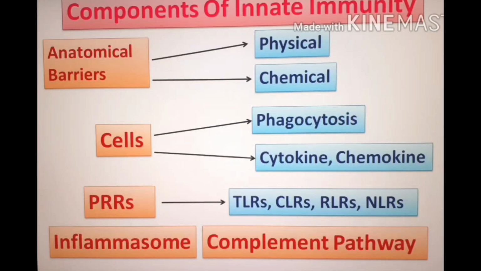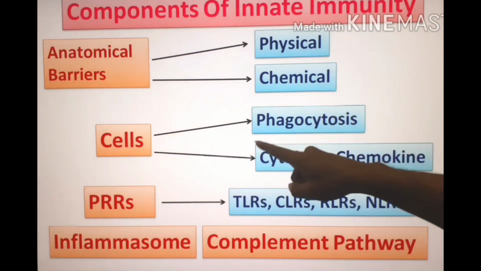The innate immunity is our first line of defense. When a pathogen enters our body, innate immunity tries to prevent the pathogenesis or tries to kill the pathogen. The first component is the anatomical barrier. This anatomical barrier can be physical and chemical.